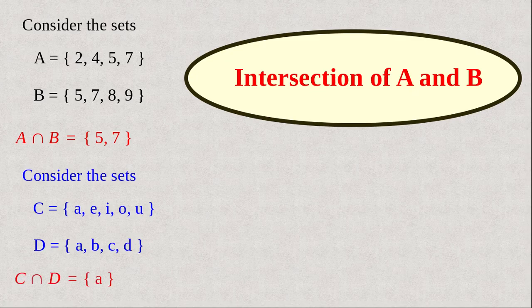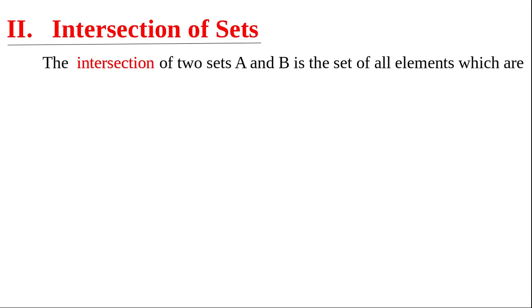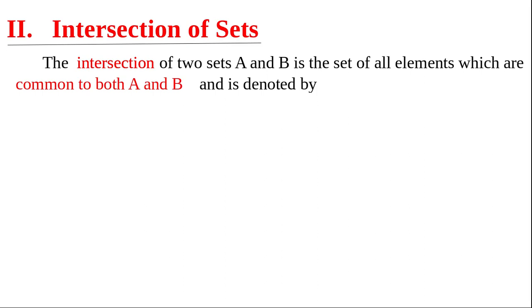The symbol is like this. Okay. Now, write this fact in your notebook beautifully. That is our second operation, intersection of sets. Write: the intersection of two sets A and B is the set of all elements which are common to both A and B and is denoted by A intersection B. Now we are going to write the set builder form.